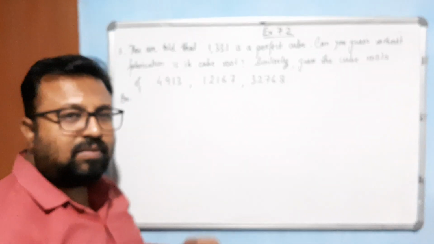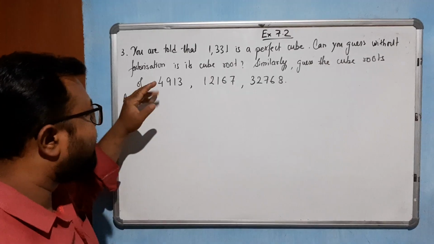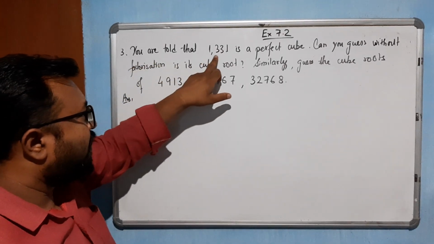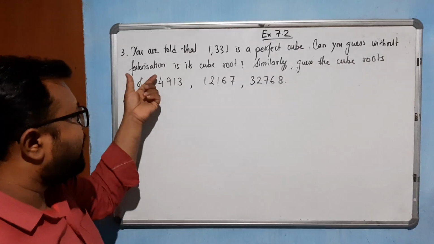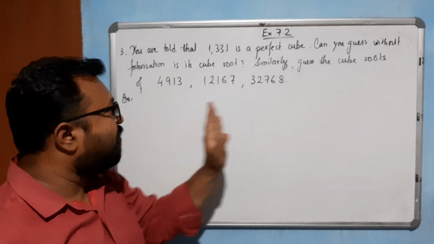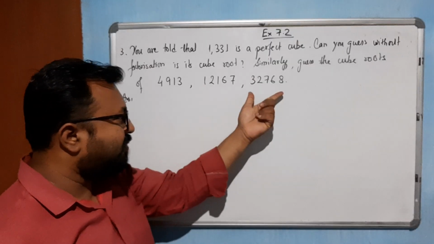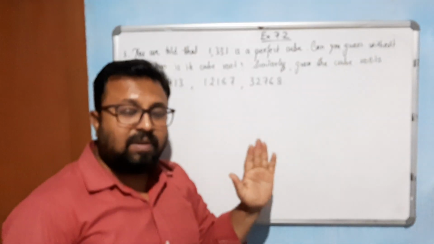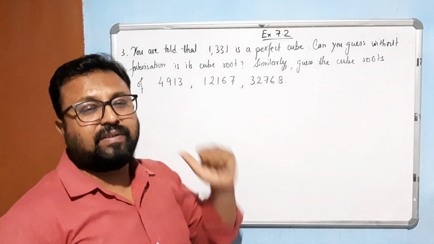Now student, come to the last part of our exercise 7.2, question number 3. Question 3 says that you are told that 1331 is a perfect cube. Now can you guess, without factorization, its cube root? And similarly guess the cube roots of 4913, 12167 and 32,768. Here it is very clear that 1331 is a perfect cube, but we need to find the cube root of 1331 without doing factorization.